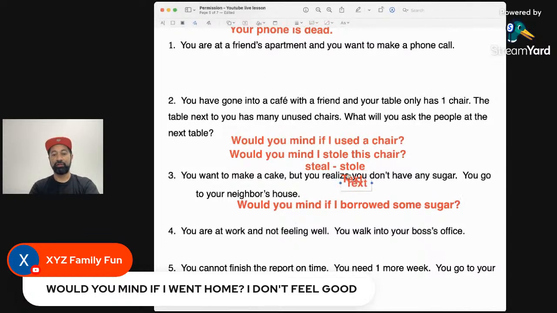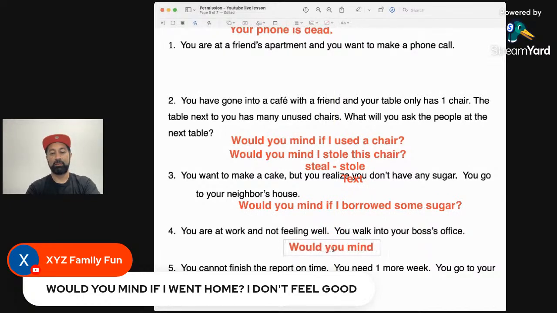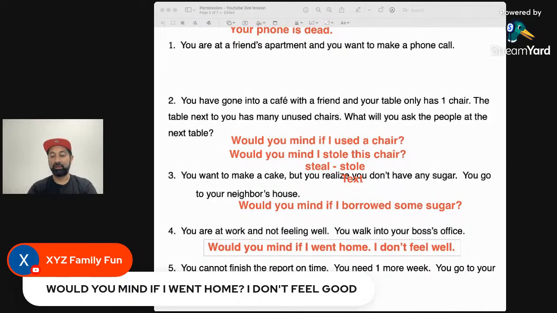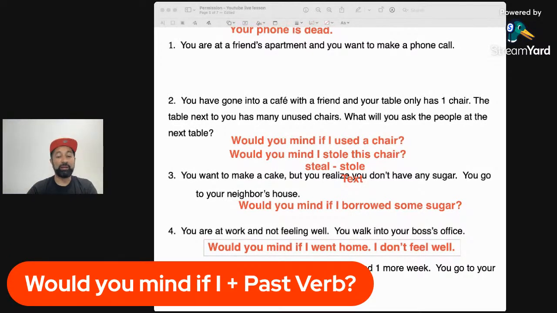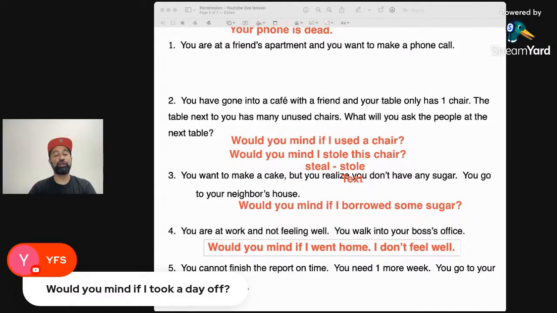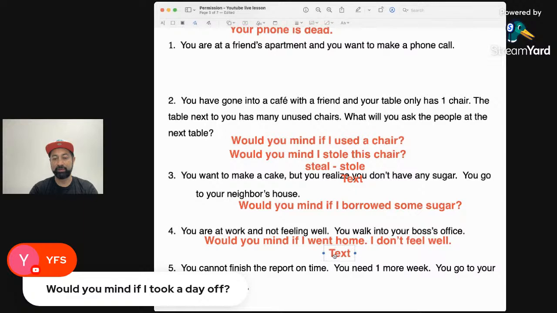And I'm going to put the answer onto the screen here for everybody. Okay, and the reason as well. Your answer here is, would you mind if I took a day off? Perfect. Here you use a different verb. So instead of go home or went home, you want to take a day off. So would you mind if I took a day off? Excellent. And I'll put that one in here as well. I think that was also a great answer. So I'm going to put that onto the screen as well for everybody to see. All right, so would you mind if I took a day off?